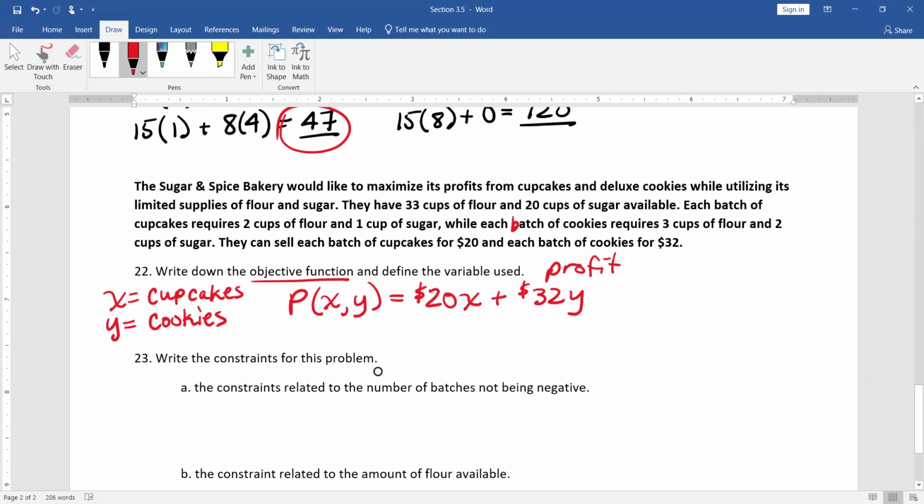Okay, so the constraints related to the number of batches not being negative, essentially we have to limit ourselves by saying, I can't make negative cookies or I can't make negative cupcakes. Obviously, we could say if you accidentally burnt a batch, you'd have to throw them away. So that would be a negative. But we're going to say if I don't burn any, which we don't want to do, then your constraints not being negative just means the number of cupcakes made is greater than or equal to 0, and the number of batches of cookies made is greater than or equal to 0, right? Because any number greater than or equal to 0 is not negative.